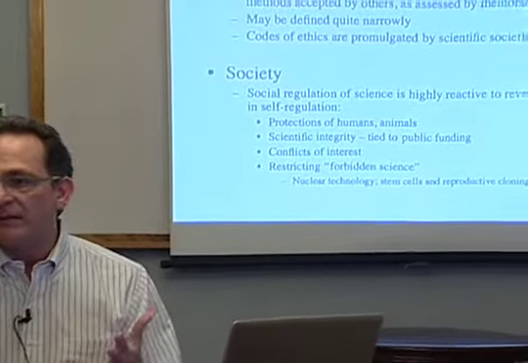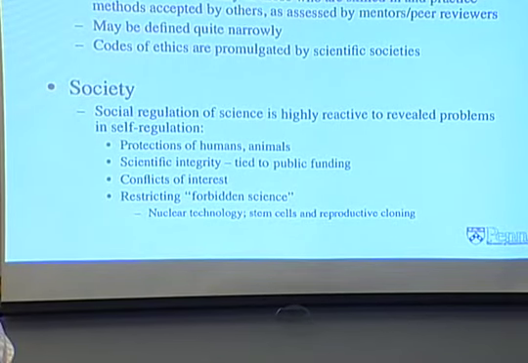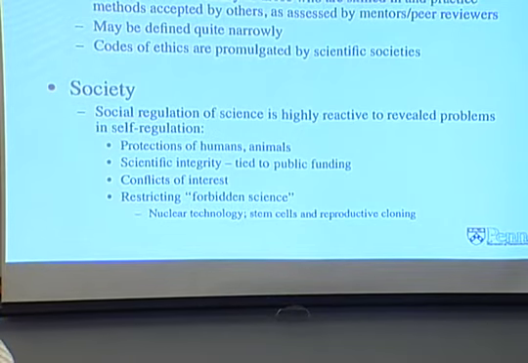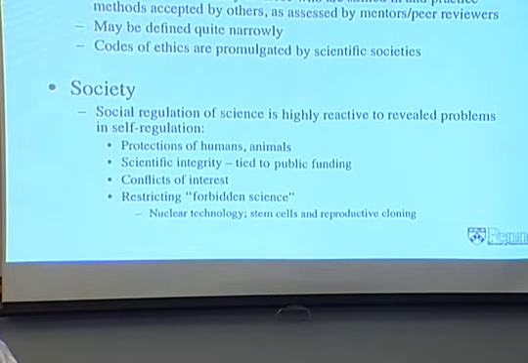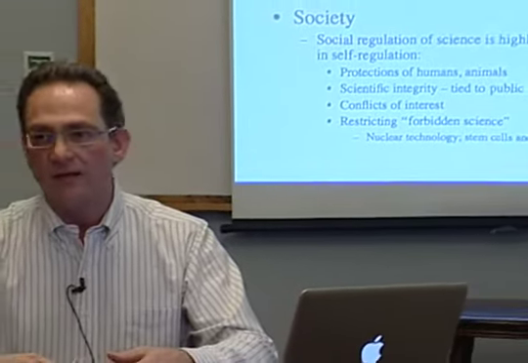So another area is scientific integrity. This is actually tied to funding. The federal government provides some $30 billion at least in just NIH money for support of research. And because of that, they want responsible use of those governmental monies. They will police, so to speak, the conduct.